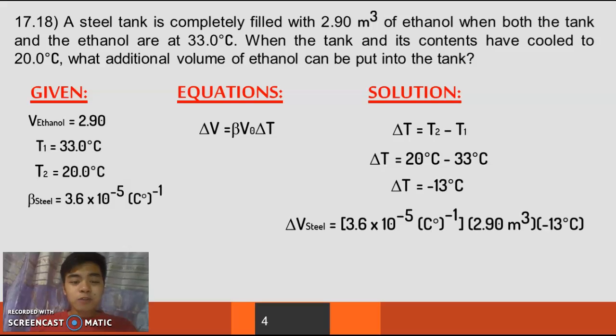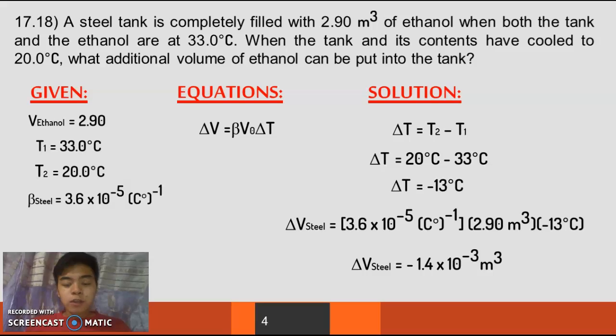As for the change in volume of the steel, since now we have the coefficient, just plug in all our givens. So 3.6 times 10 to the negative 5 multiplied by the initial volume of 2.90 cubic meters multiplied by the change in temperature of negative 13 degrees Celsius. It will give us the change in volume of steel of negative 1.4 times 10 to the negative 3 cubic meters. The negative sign indicates that it gets smaller.